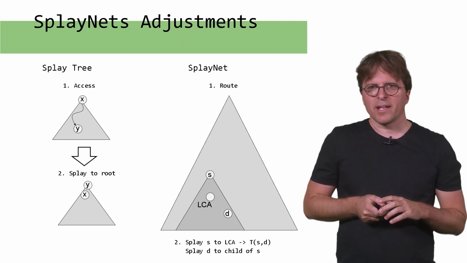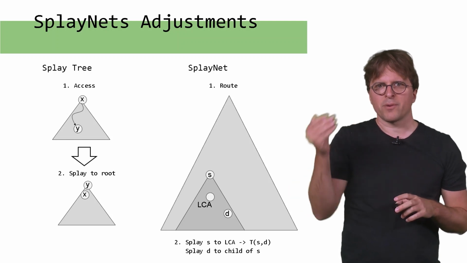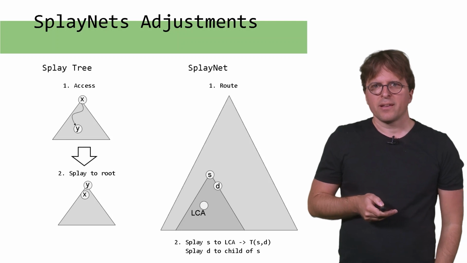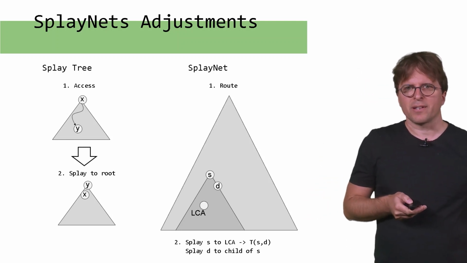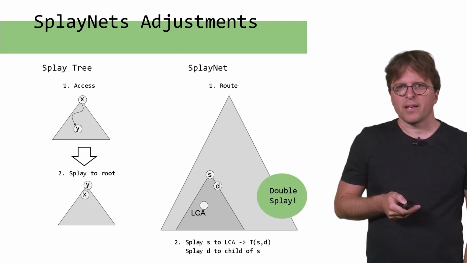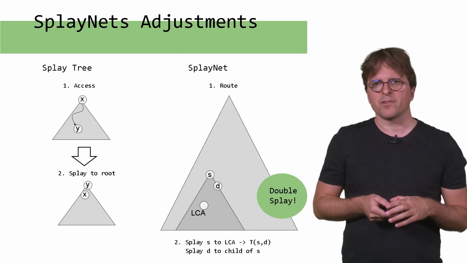Concretely, if you have this S and D request, then we promote S to become the root with a splay operation. And then we splay D also up to become the child of the source. This operation that includes two splay operations, we call a double splay operation. So we are combining the two.